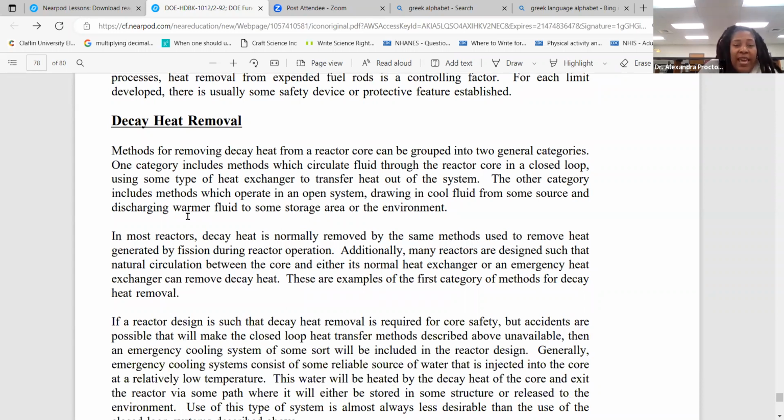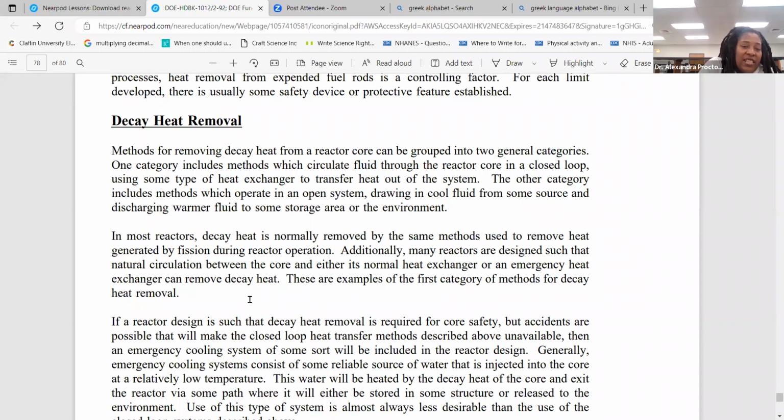Methods for removing decay heat from a reactor core can be grouped into two categories. One category includes the methods in which you circulate fluid through the reactor in a closed loop using some type of heat exchanger to transfer heat out of the system. The other category includes methods which operate in an open system, drawing in cool fluid from some source and discharging warmer fluid to some storage area or the environment.